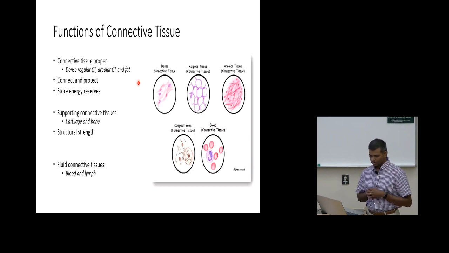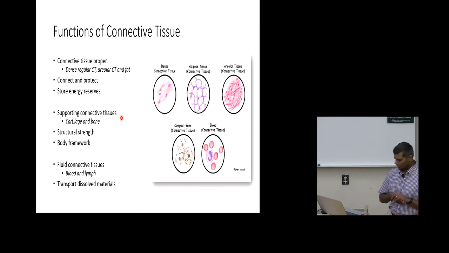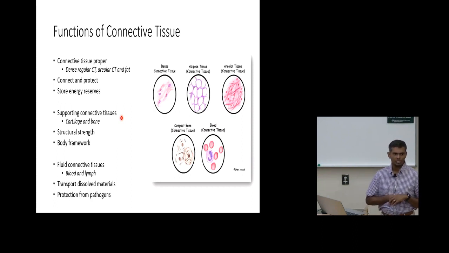In terms of supportive connective tissue, both cartilage and bones not only have structural strength, but they also give the framework to the body. But when we move on to the fluid connective tissue, we see that the blood can circulate dissolved materials like nutrients, oxygen, carbon dioxide, or even waste products. And there's also a protective role from pathogens by the circulation of the white blood cells.